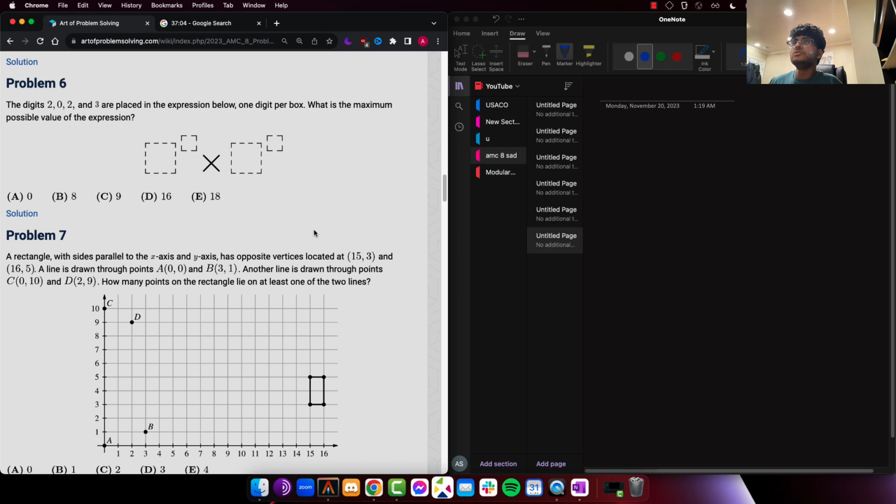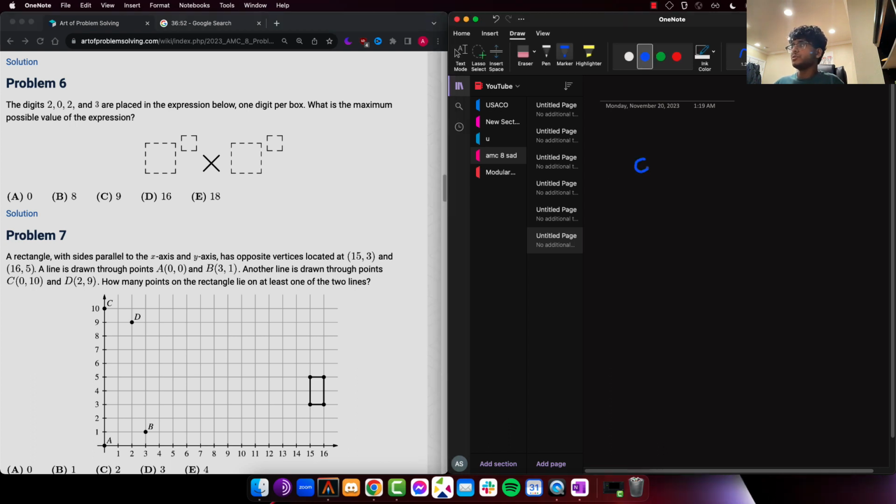The digits 2, 0, 2, 3 are placed in the expression below, one digit per box. What is the maximum value of this expression? Well, you can't put 0 in the base, so 0 has to be an exponent, and then you don't want to use a very valuable one on that, so you can do 2 to 3, or 3 to 2, so you do 9, and it looks like it's C. So far, not too bad.